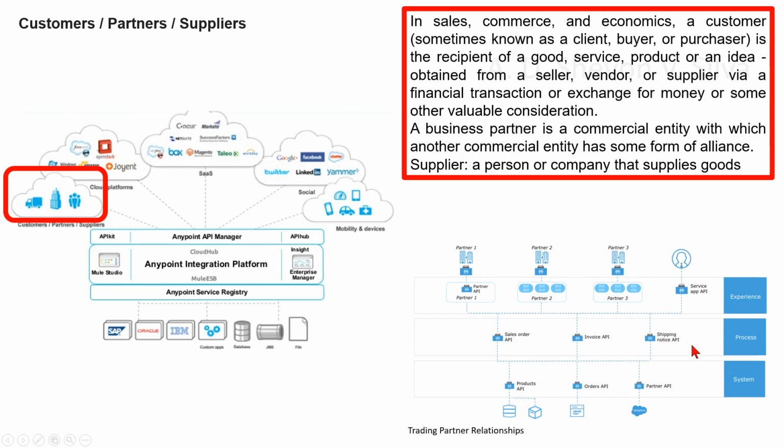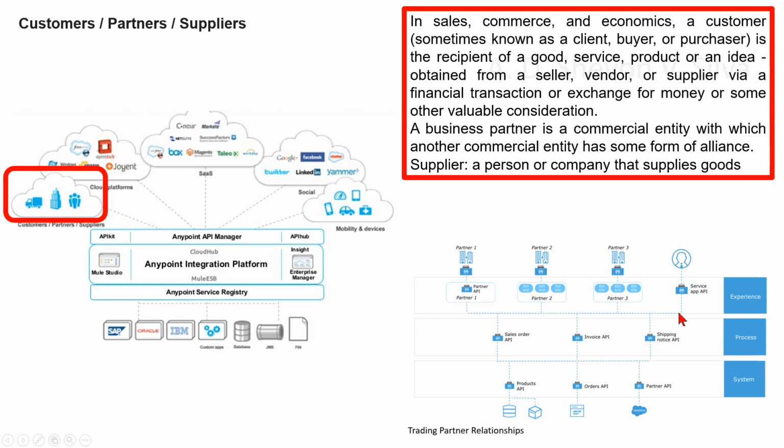Process APIs. This layer takes the core assets and combines them with the business logic to create more value. By aggregating data from product, order, and partner APIs, the sales order, invoice, and shipping notice APIs are created.